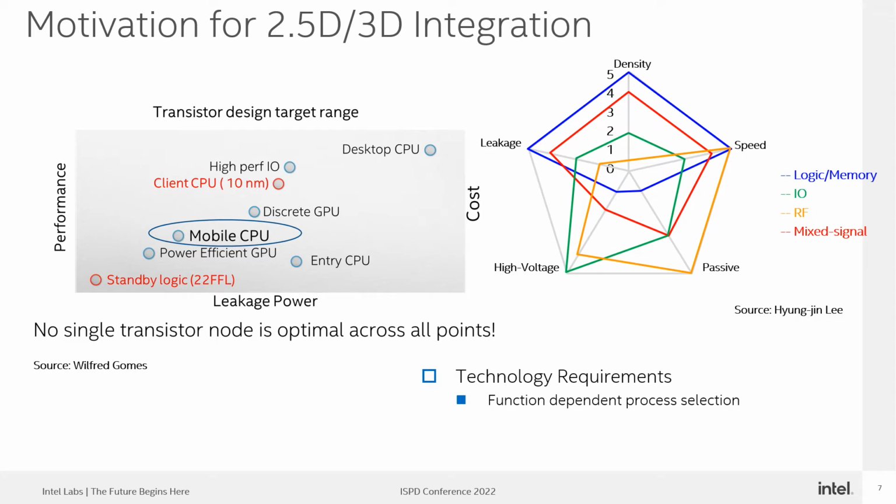Now, what is the motivation for 2.5D or 3D integration? If we plot performance cost as a function of transistor design target or leakage power, we will see that no single transistor node is optimal across all points. If we also look at the functions on the right side, logic or memory function, IO function, RF function, or mixed signal function, and if we draw a pentachart of where they belong and what their requirements are, they are not aligning. Everything has different requirements in terms of density, leakage, high voltage requirement, passives requirement, and speed requirement. That means each of these functions wants its own technology. That means we have to do function dependent process selection.